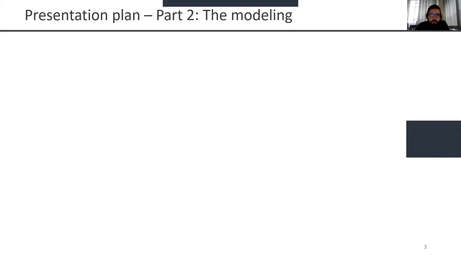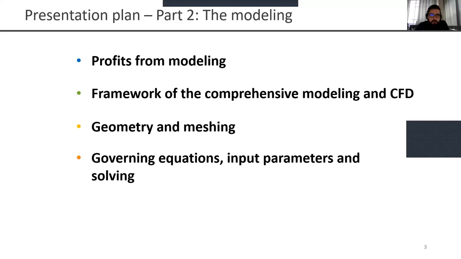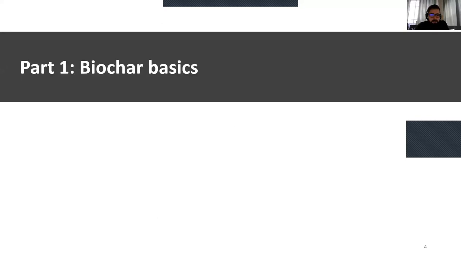Then I will go to the second part of the presentation, which is the modeling. Briefly about the profits from the modeling, why it's useful, why we really bother with that. Then I will explain the framework of the comprehensive modeling of biomass conversion and the CFD, computational fluid dynamics. Then the details about the CFD, so we're going to start from the geometry and meshing, then governing equations, input parameters and solving the equations. And in the end, the simulation product, so what we can get from the model and how reliable it is. So let's begin with the first part, biochar basics.